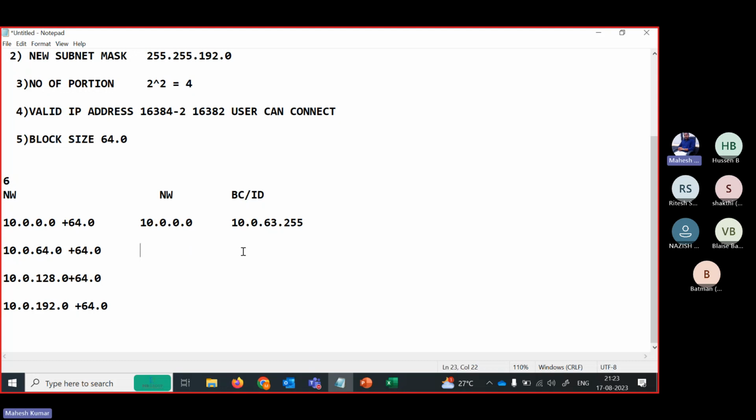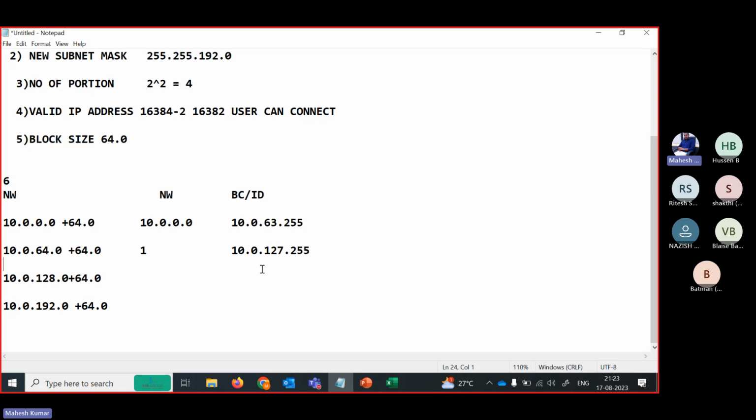10.0.0.10.64, whatever that is. 10.0, what is that, 127, right? 127.64, right? So it will become like 192 and 68. Okay, that is also a network, that is also a network. So the broadcast ID will become 10.0, what is that, 128. So 127.255 will be our broadcast ID.